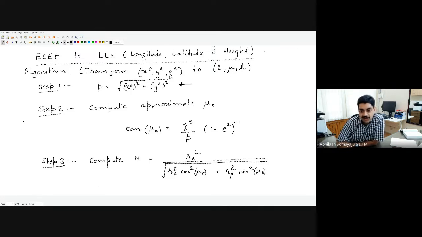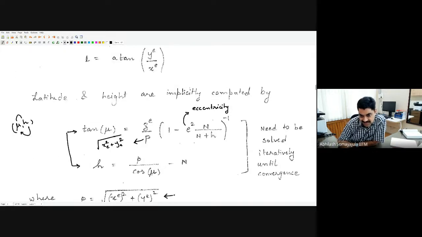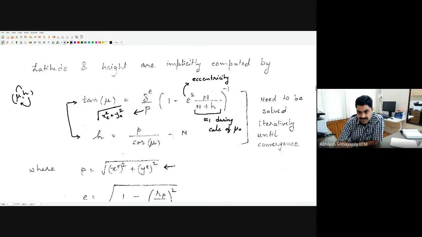Then compute an approximate value of the latitude, where I am substituting ZE by P times the inverse of 1 minus E squared. Notice here that I'm assuming this value, N over N plus h, is roughly about 1 when I take an approximate answer. I'm taking that to be approximately 1 during calculation of mu 0, the first estimate of the latitude. Is that making sense? Yes, sir.